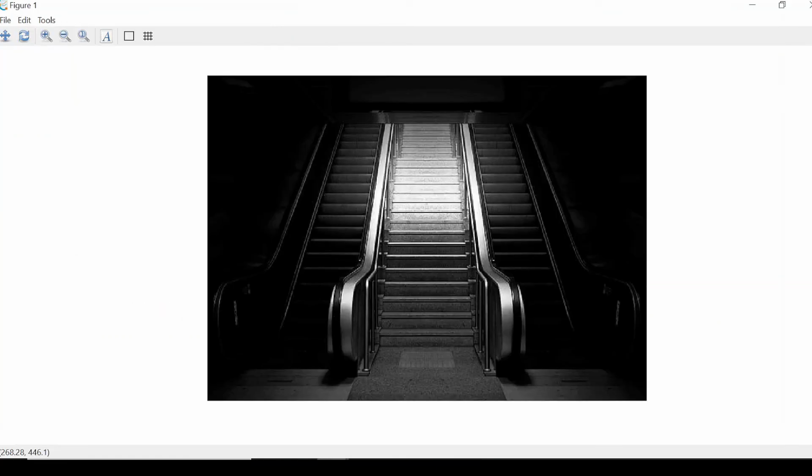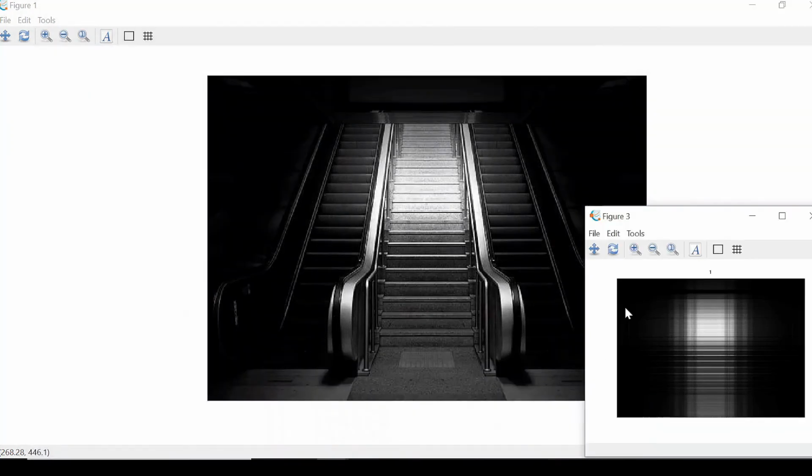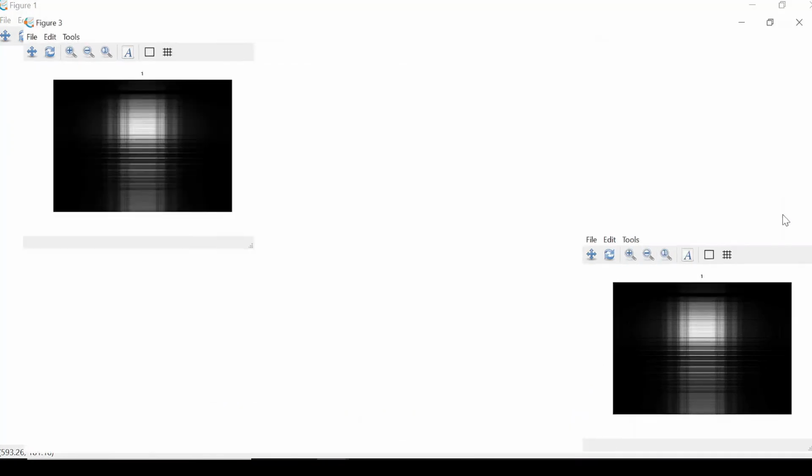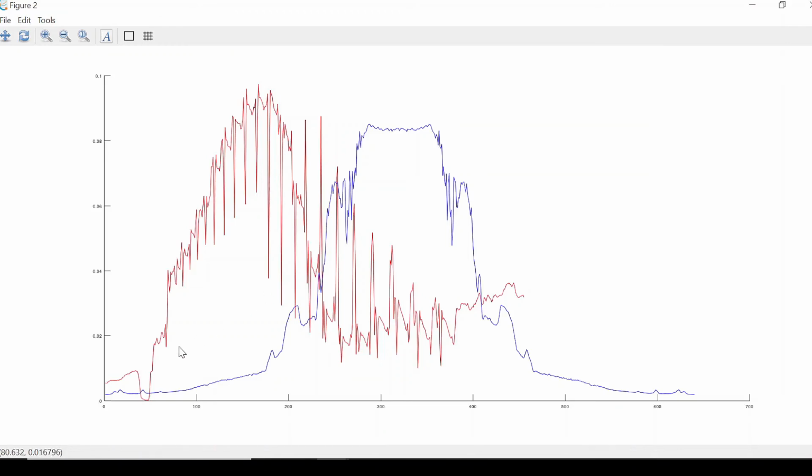This was the original picture, and this is the first part of the picture. So that is the first singular value times the first column of U times the first column of V transposed. And then we get this approximation of our original picture. Here I plotted in red color the first column of U, and in blue color the first column of V.